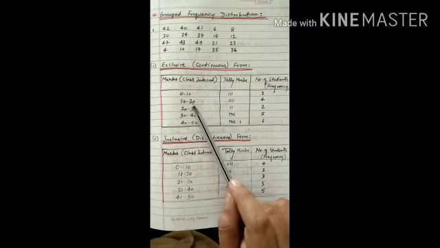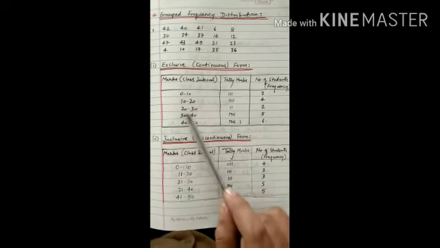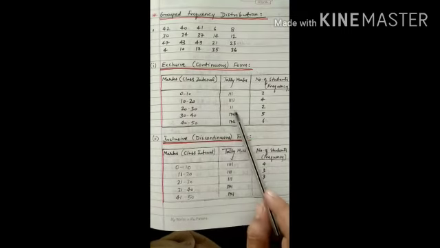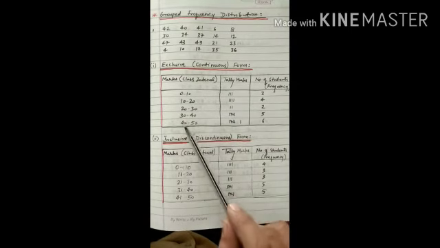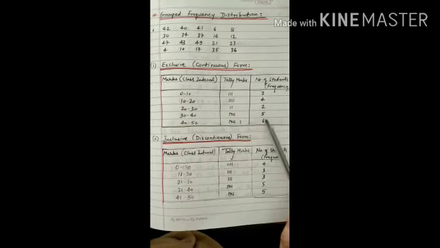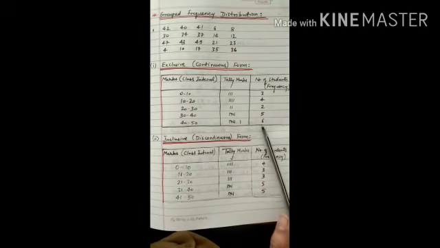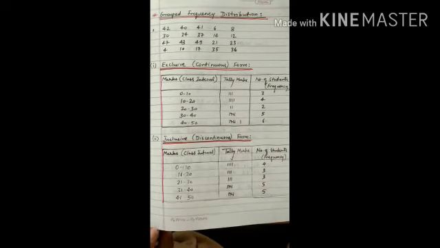From 10 to 19 we have 4 values, so 4 students, tally marks 4. In 20 to 30 we have 2 students, so 2 tally marks and frequency 2. In 30 to 40 there are 5, so frequency 5, and in 40 to 50 there are 6, so frequency is 6. Next is the inclusive or discontinuous form.